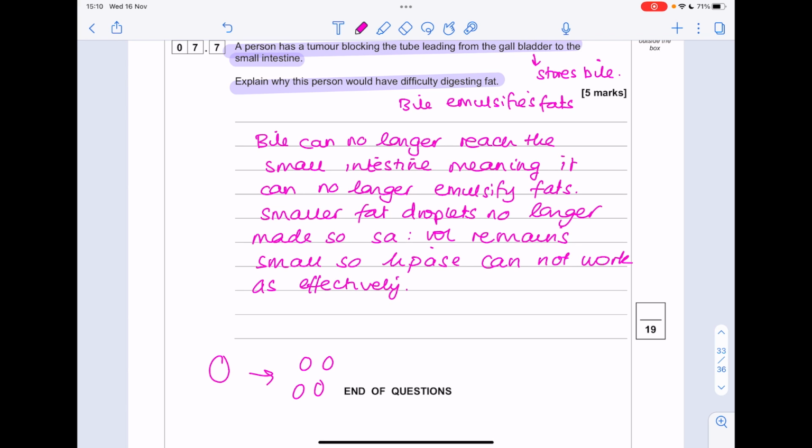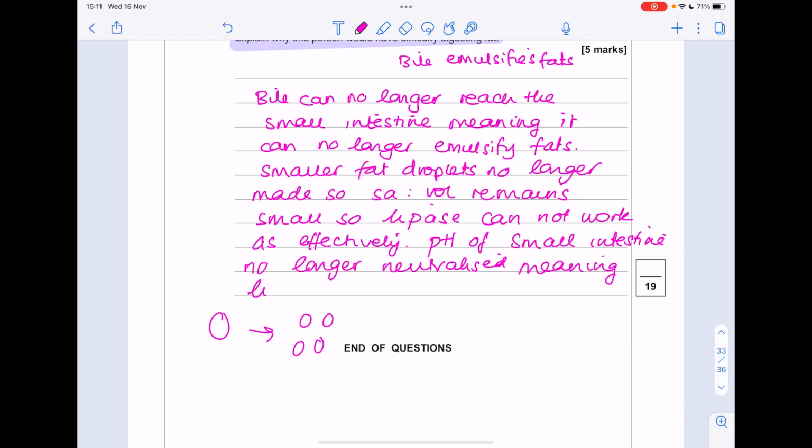What was the other role of bile? Well, bile provides the optimum pH for the enzyme lipase. So if we don't have bile, then we no longer have the optimum pH. So pH of small intestine no longer neutralized, meaning lipase cannot break down fat as easily.